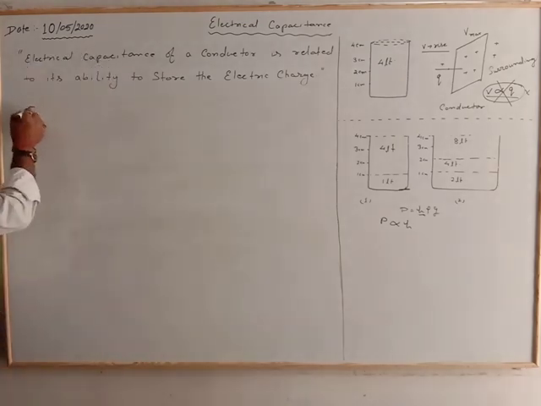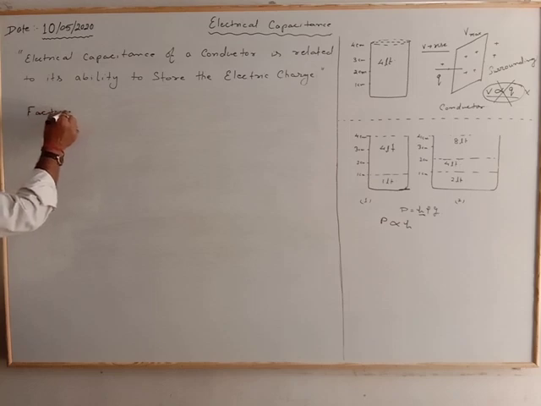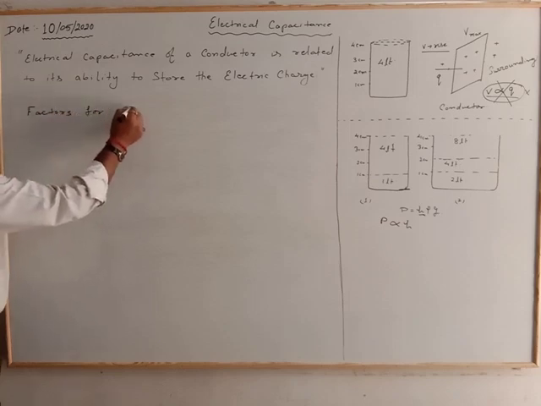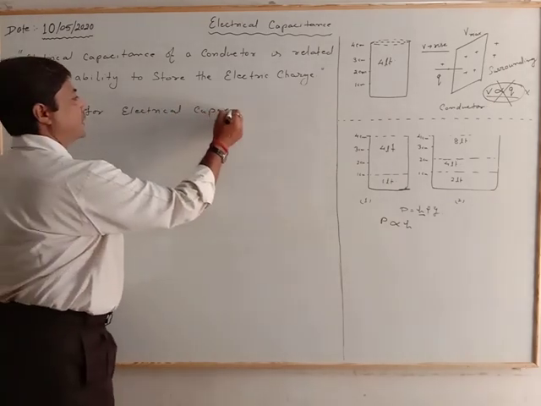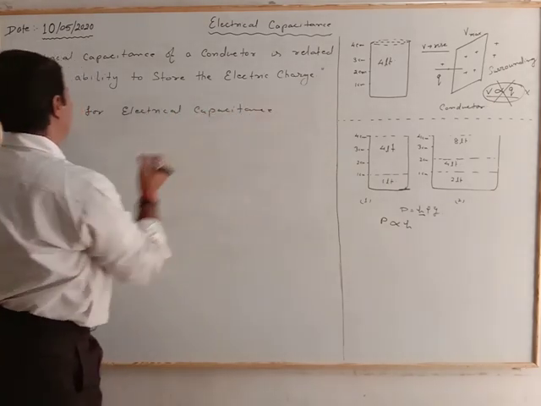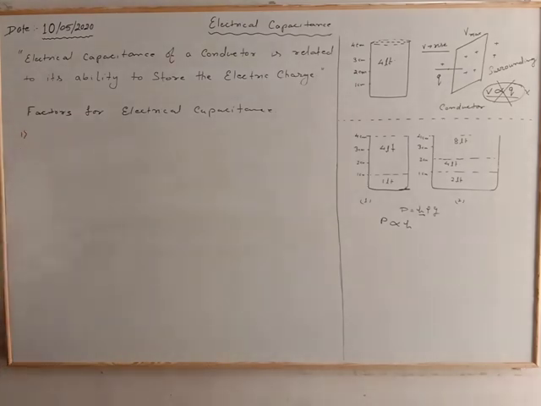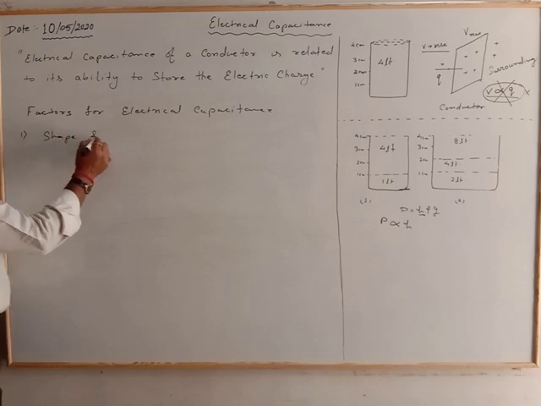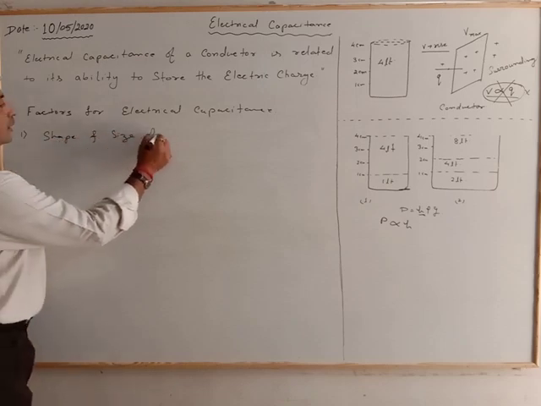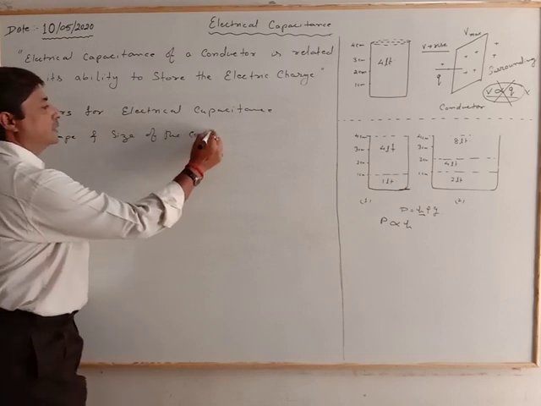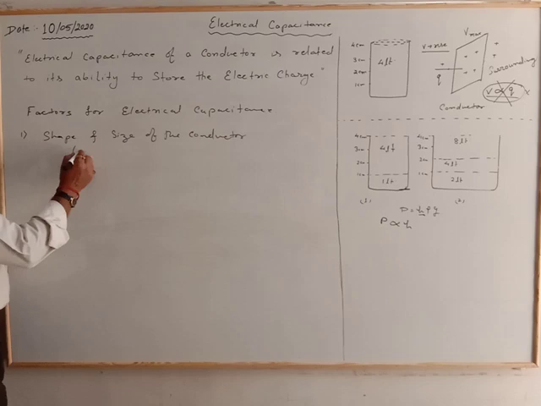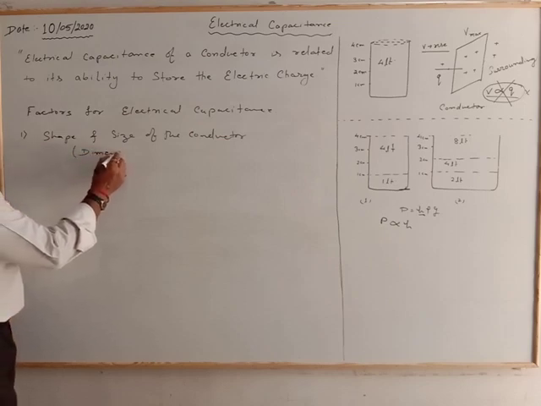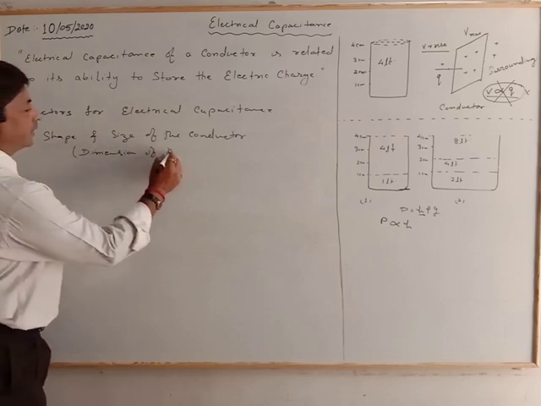Factors for electrical capacitance. First, the shape and size of the conductor. That means the dimension of the conductor.